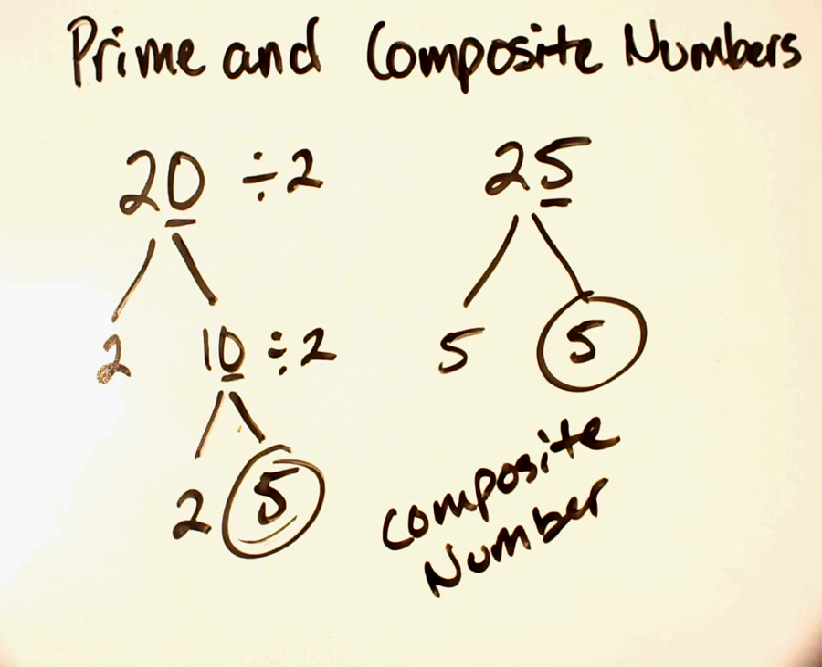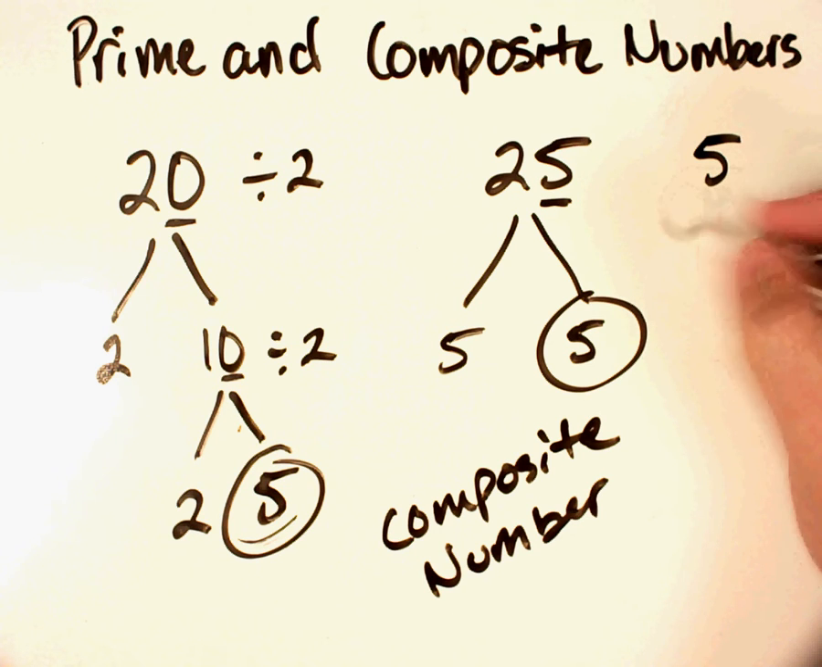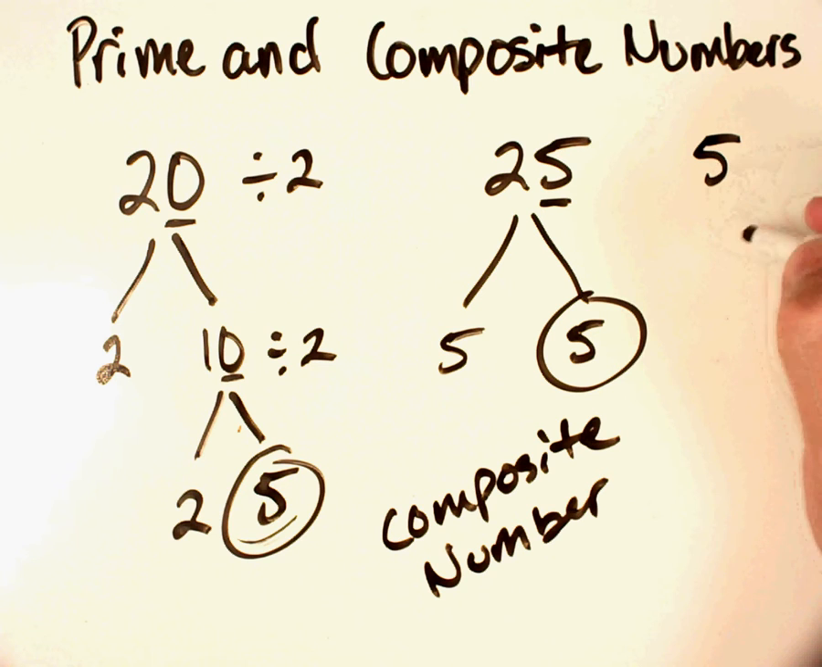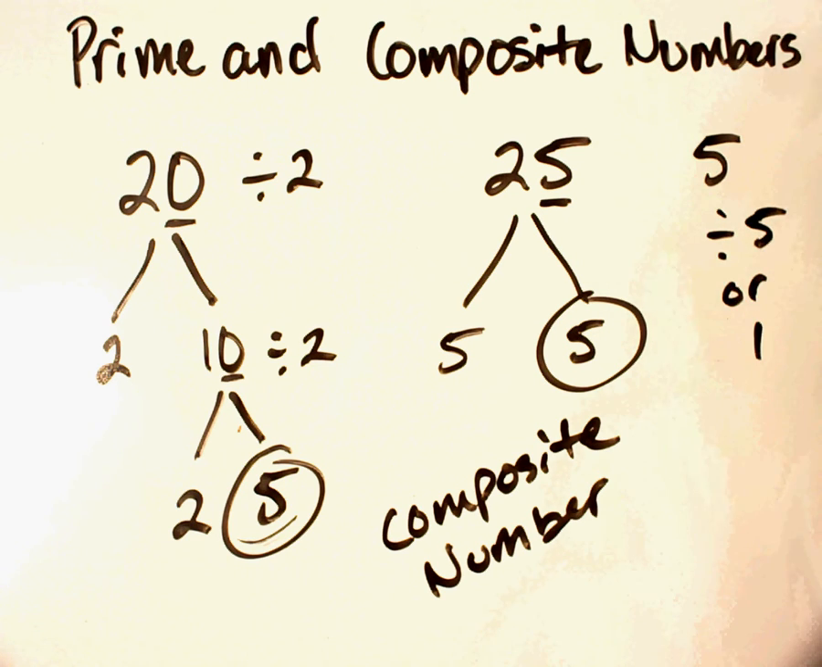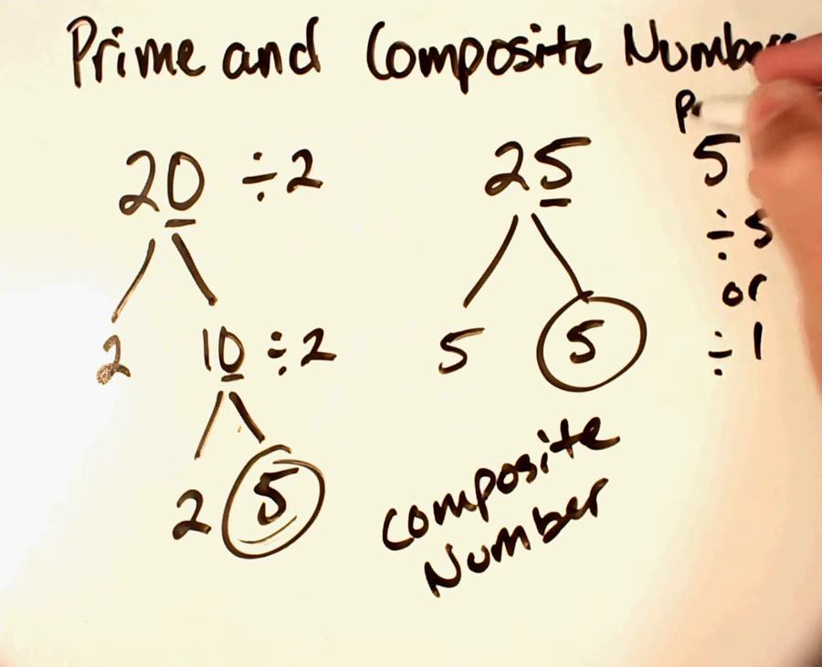Now the one exception is 5 itself. Just like 2 was an exception, so is 5. Because with 5, I can't factor anything out. I can only divide by 5 or 1. So I'm dividing by itself or I'm dividing by 1, which makes 5 itself a prime number.